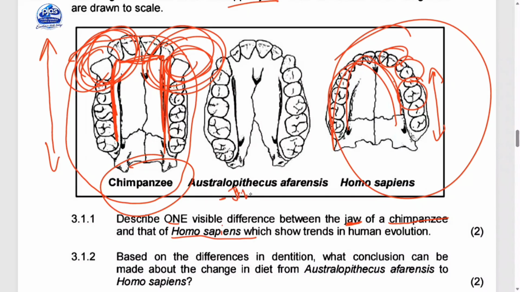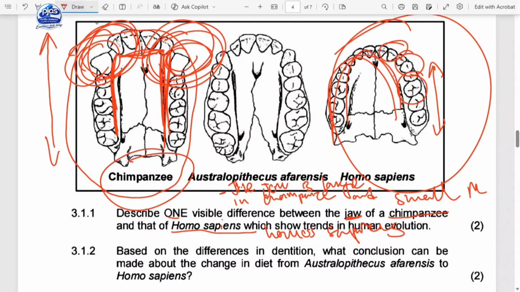We can say the jaw is large in chimpanzee and small in Homo sapiens. So those are the things that you can mention.